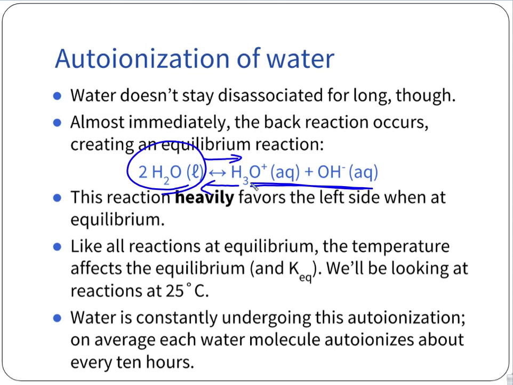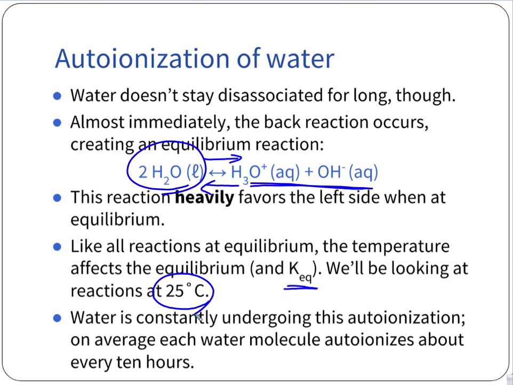Now, how much water there is, what the concentration is at equilibrium, and how much hydronium and hydroxide there is at equilibrium is highly dependent on temperature. Remember from our equilibrium unit, we saw that temperature does affect the equilibrium. It affects KEQ, the equilibrium constant. For this unit, we're going to be looking at reactions at 25 degrees Celsius. Across the board, we're never going to look at anything else. The same basic logic works at other temperatures, it just changes the numbers a little bit. To simplify things, we're going to stick with 25 Celsius, roughly room temperature.